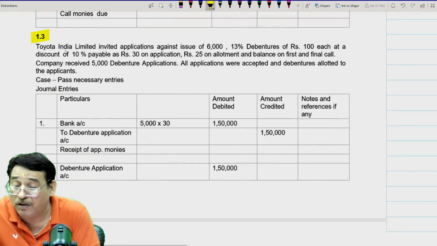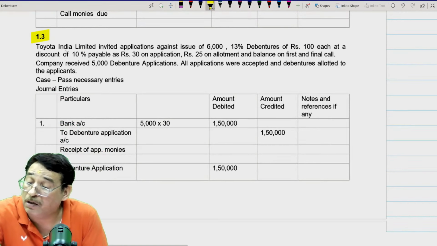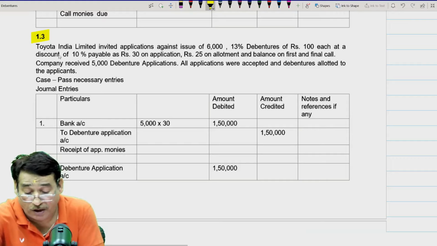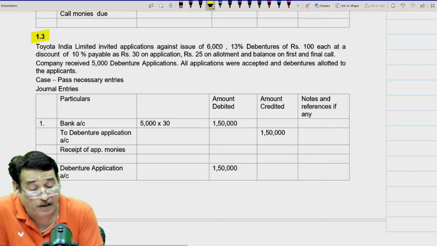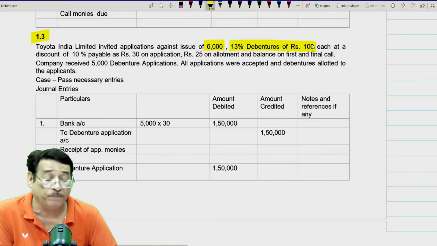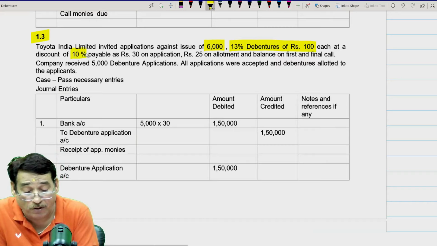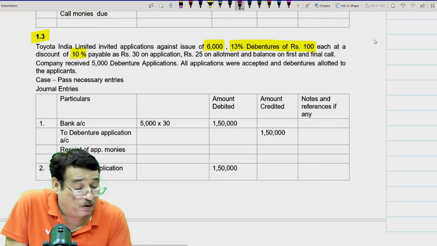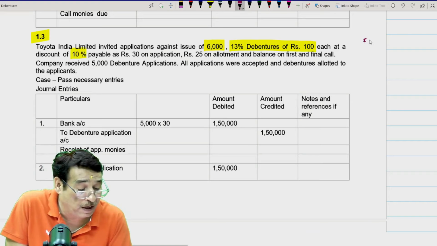Further, it is given in the question. Let me actually see. Toyota Limited invited applications for 6,000 13% debentures of 100 each at a discount of 10%. Now, the first thing you need to understand is that your face value is 100. Face value is 100 because discount is 10. So that means your issue price is 90.